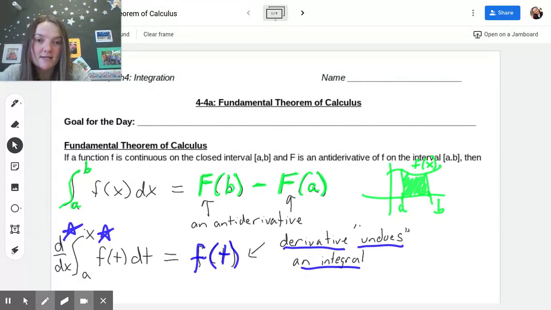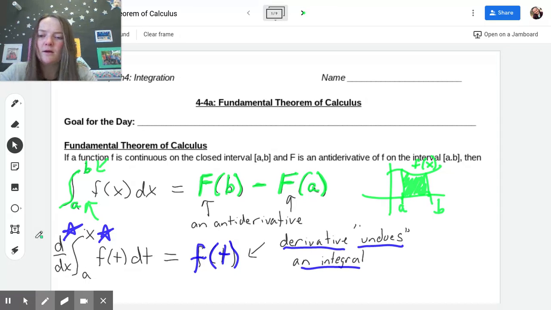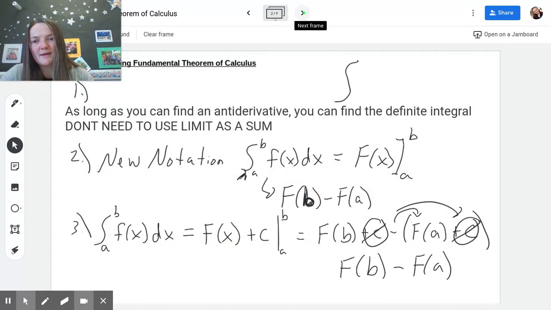So basically, I'm going to take the antiderivative or take the integral and evaluate it at the upper bound, which is b, and then subtract it from the evaluation at the lower bound. So let's go ahead and go over a couple of rules first. Okay, all right, so a couple of rules here. Basically, number one, as long as you can find an antiderivative, you can find a definite integral. So as long as the antiderivative exists, you for sure can find the area under the curve from one interval to another.